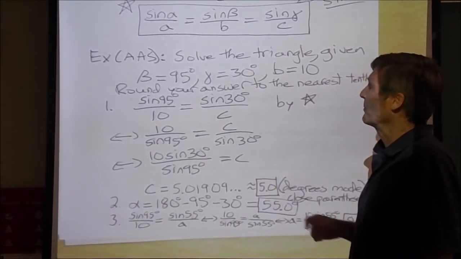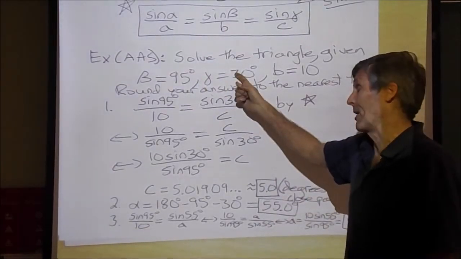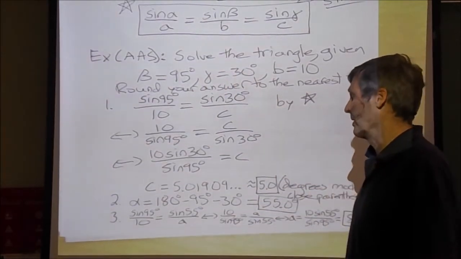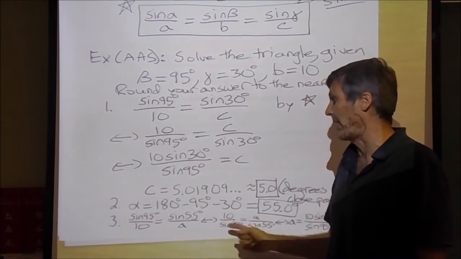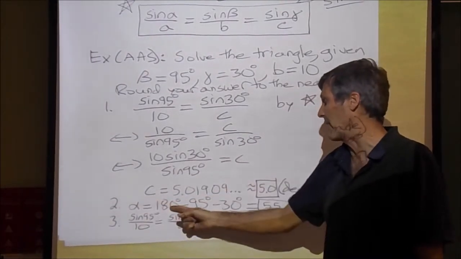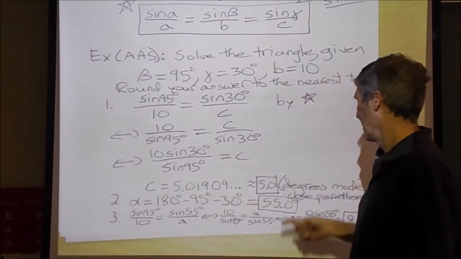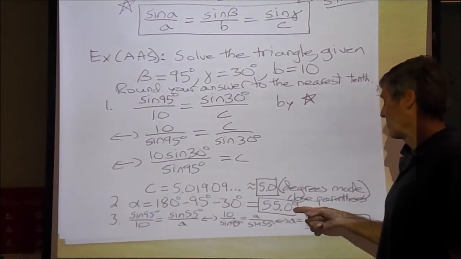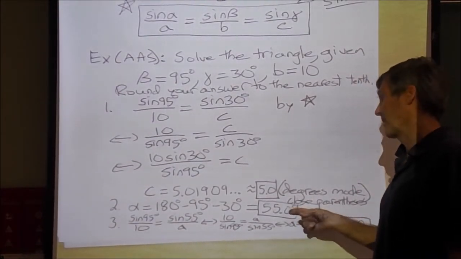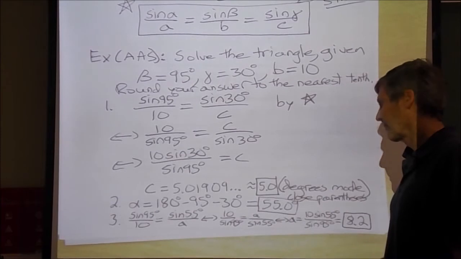Now, once we have two angles, we could have done this on the first step, in fact. We can always find the last angle because the three add up to 180. Alpha, the remaining angle, is 180 minus the two we're given, which is 55.0 degrees, I'll put, because I said round to the nearest tenth, right?